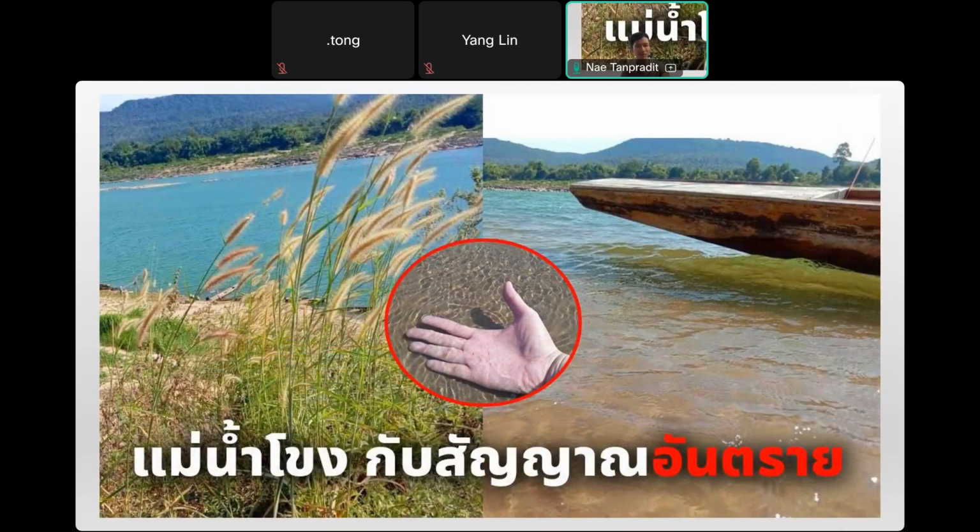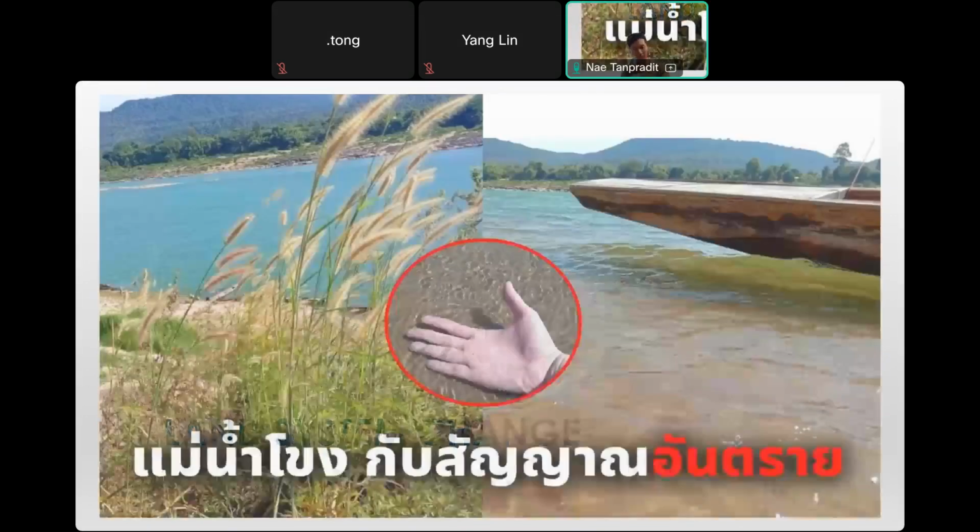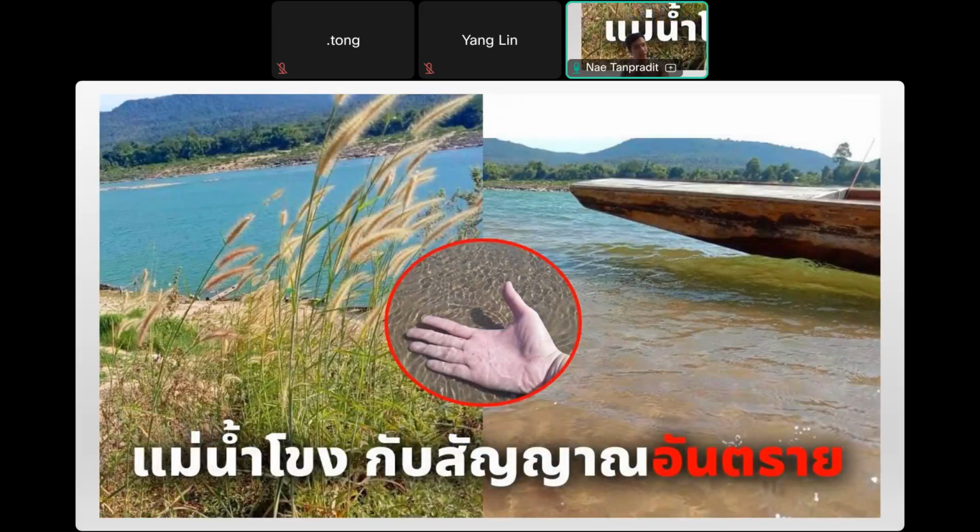But clear water does not mean a good thing, because if it's clear, it means that many of the nutrients and many of the elements from the upper part of the river cannot flow into the sea, and that affects many of the animals that live in the sea, many animals that live in the water lower than the dam.